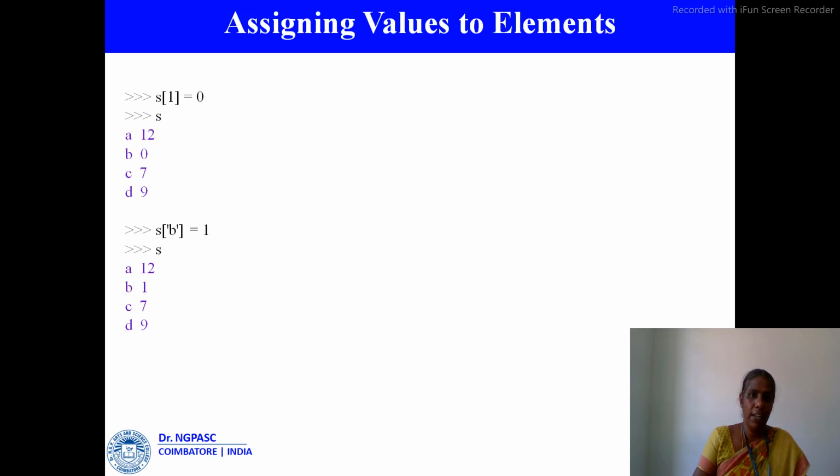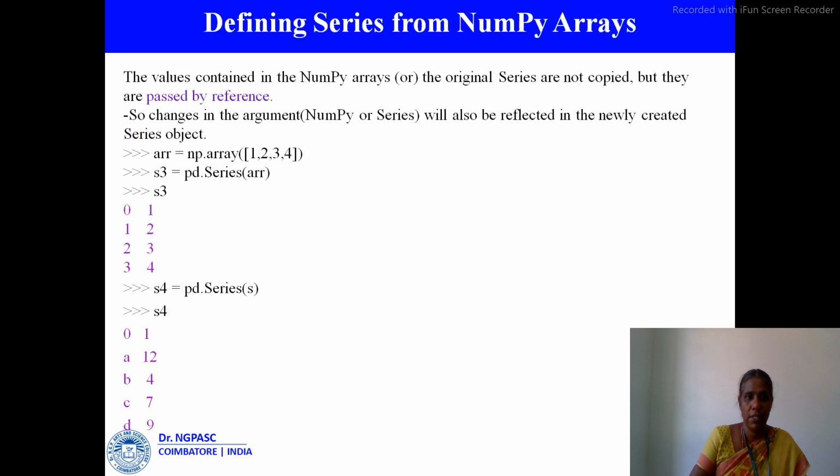How to assign values to elements? When I want to assign a new value instead of an existing value, it is also possible. Here I have used s[1] = 0. So the new value 0 will be assigned in the first index. Likewise, s['b'] = 1. The new value 1 will be assigned in the b index. So when we print the series after assigning, it will display the new contents or new elements.